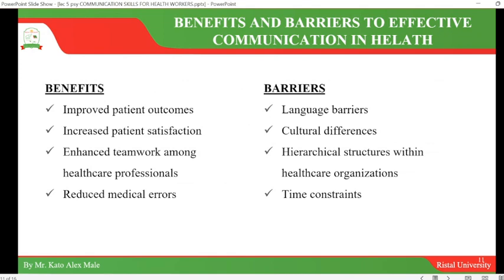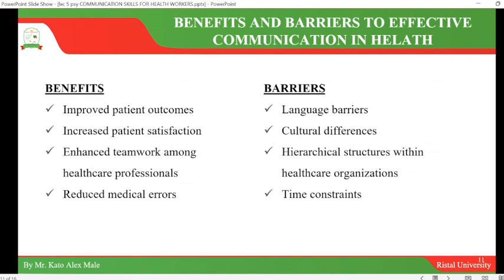Then, effective communication has enhanced teamwork among healthcare professionals. Healthcare professionals will collaborate so well whenever communication is effective. Then we shall also have reduced medical errors whenever you communicate, whenever you consult, where necessary, before you perform a certain procedure. If you collaborate so well with your fellow workmates in healthcare provision, you will have reduced medical errors, and this comes along when the communication was actually effective.